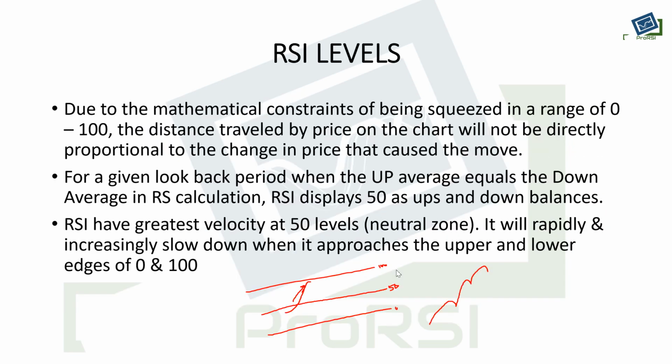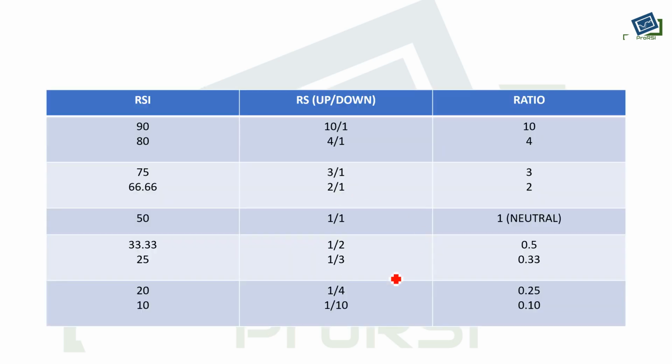So just have a look at this. At the 50 level, a 1 point move in price causes a 1 point move in RSI. So this is the RSI, this is the 50 level, and this is the price. Suppose the price is at 100. Now if it moves to 101, the RSI will move to 51, because it is in a neutral zone. So a 1 point move in price is causing a 1 point move in RSI.